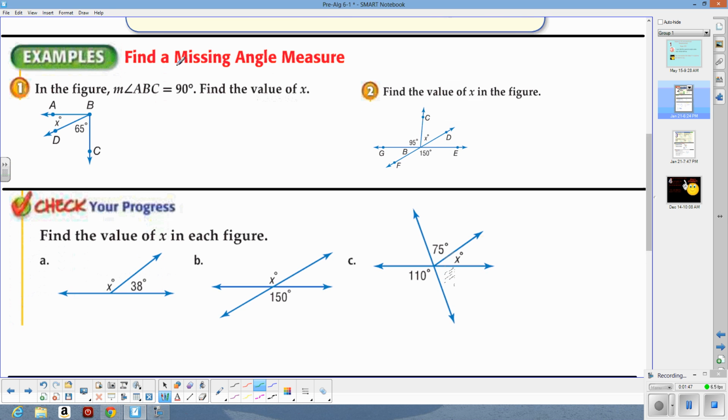In example 1, it says in the figure, the measurement of angle ABC equals 90 degrees. So angle ABC, this angle right here, is 90 degrees. We're supposed to find the measurement of angle X. Well, X plus 65 needs to equal 90 degrees. So to solve that, you would subtract 65 from 90.